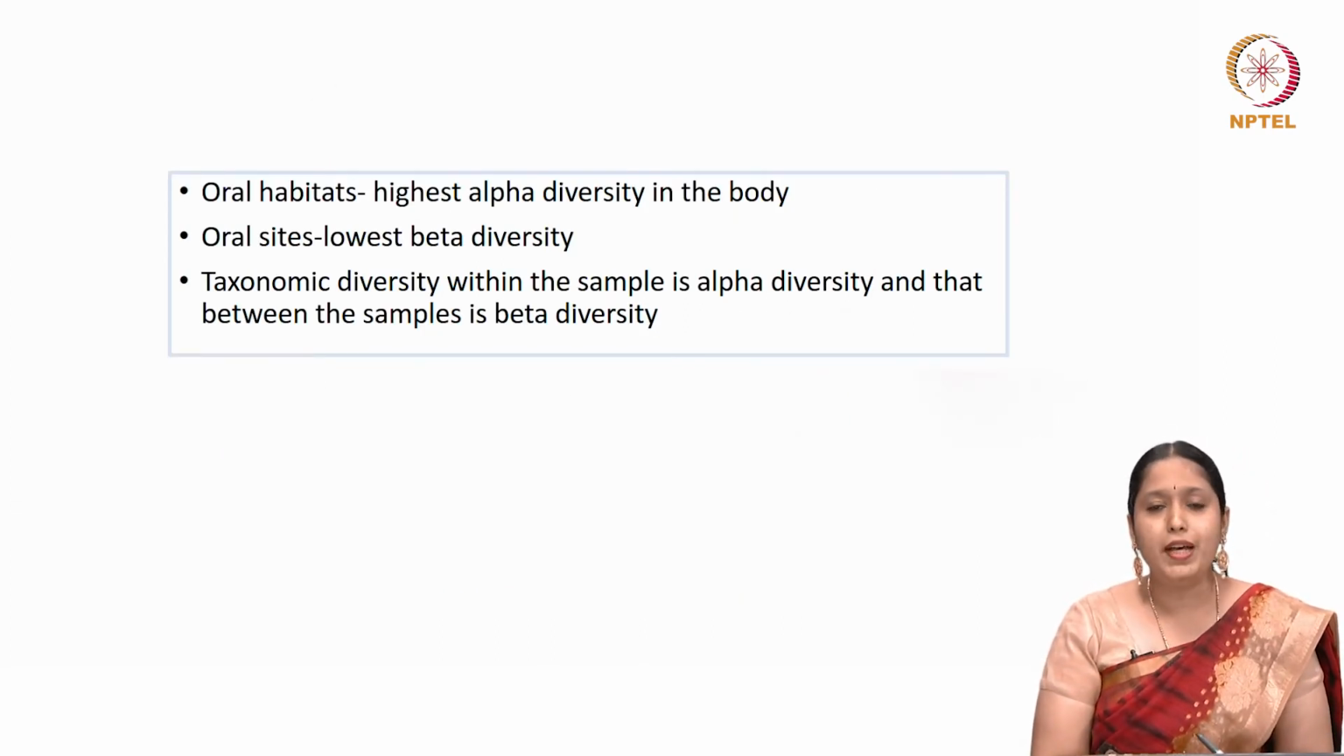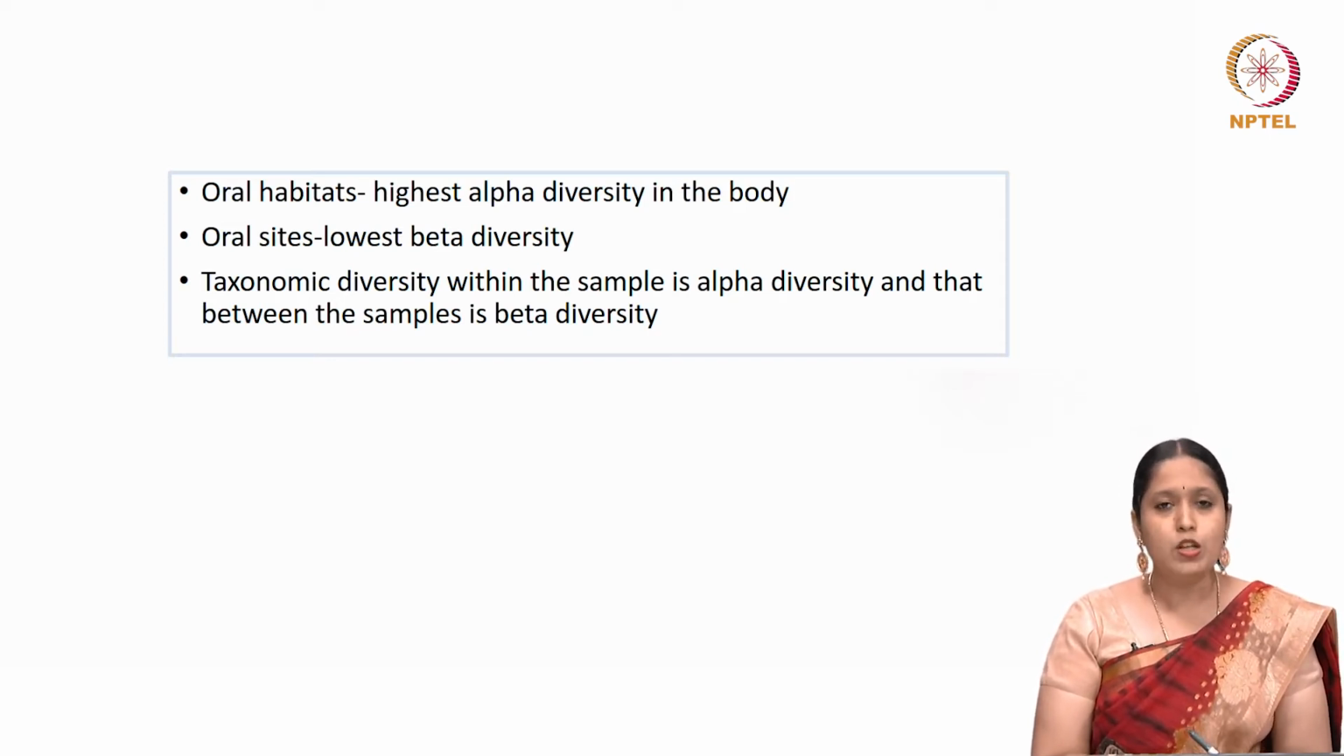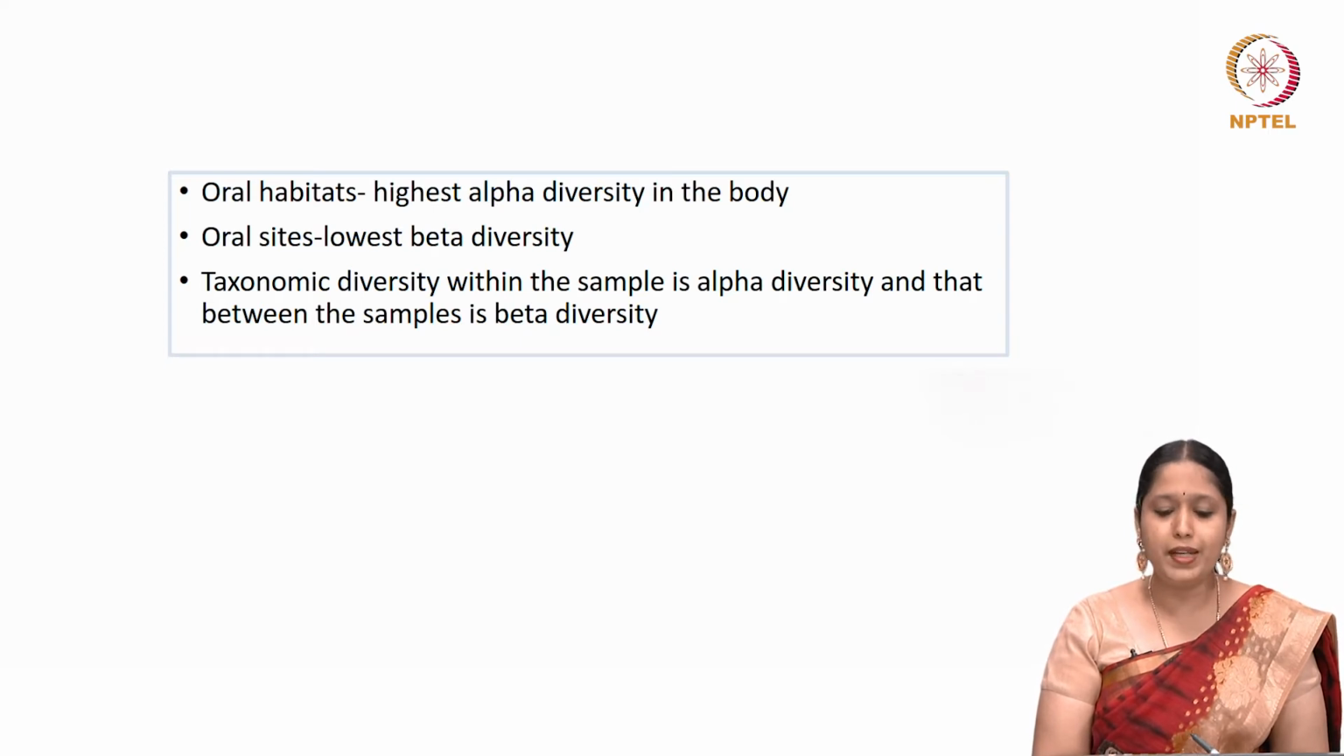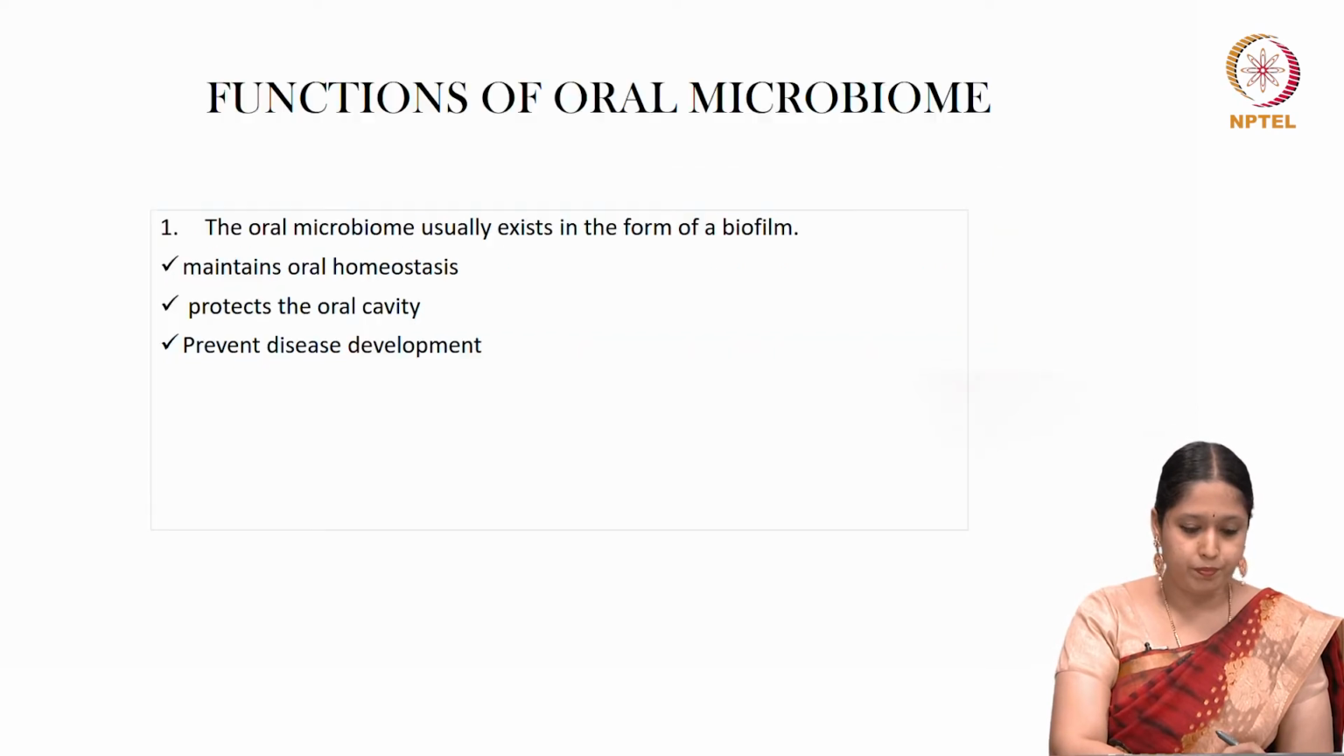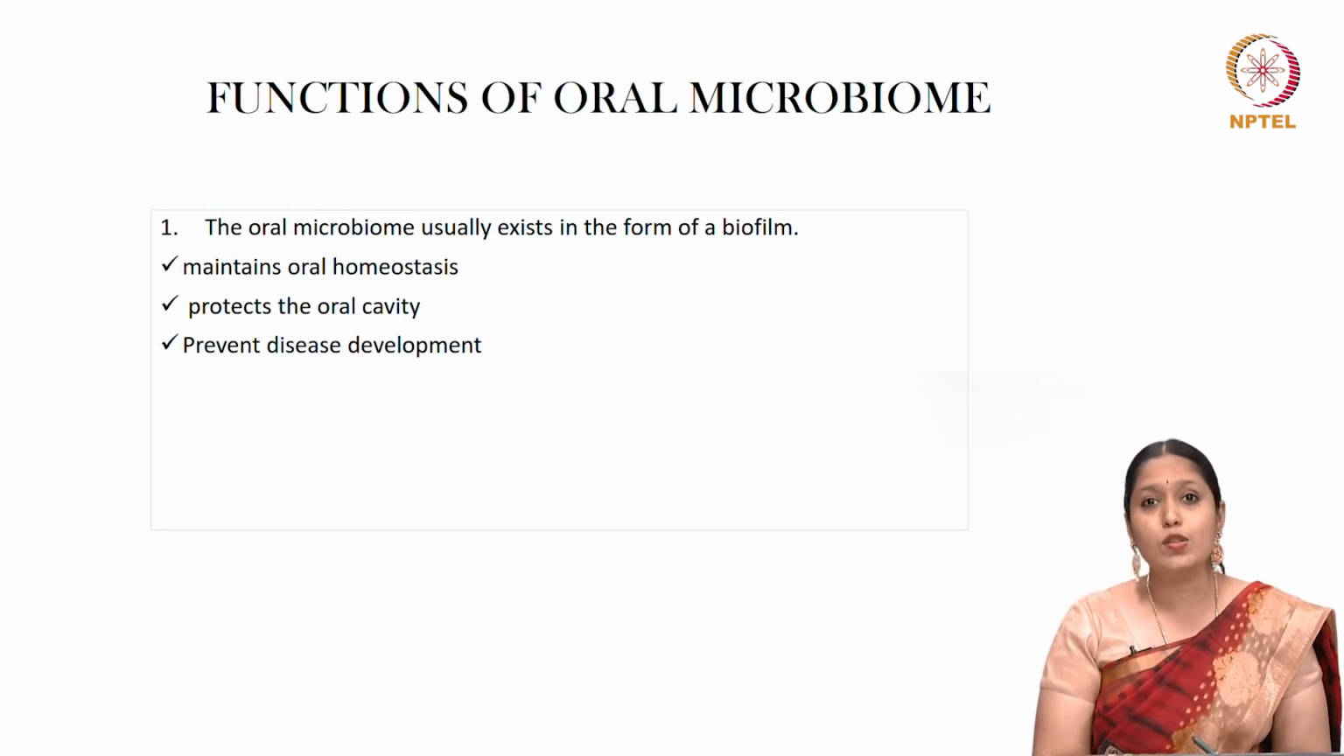So, oral habitats always have the highest alpha diversity in the body and the lowest beta diversity. Taxonomic diversity within the sample is called alpha diversity and between the samples is called beta diversity. So, the oral habitat has the highest alpha and lowest beta diversity. Now, let us see the functions of oral microbiome.